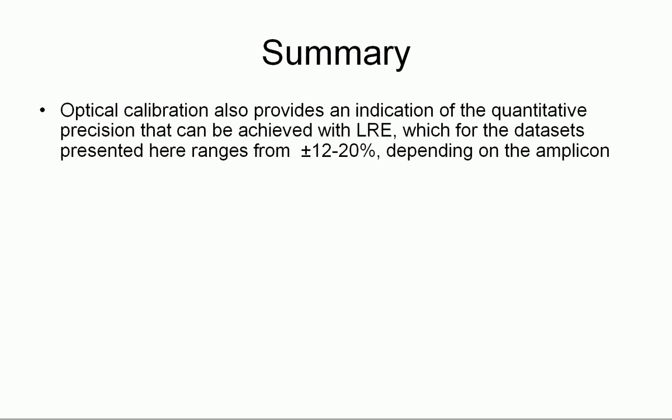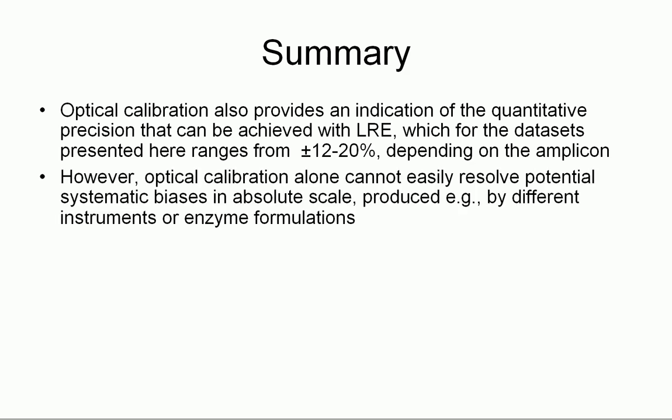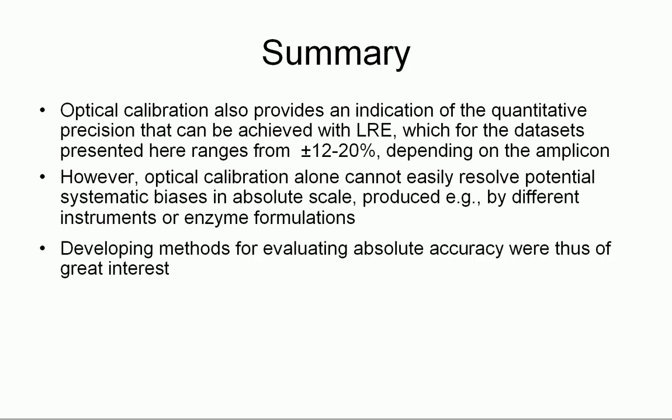Optical calibration also provides an indication of the quantitative precision that can be achieved with LRE, which for the datasets presented here ranges from plus or minus 12 to 20%, depending on the amplicon. However, optical calibration alone cannot easily resolve potential systematic biases in absolute scale, produced, for example, by different instruments or enzyme formulations. Developing methods for evaluating absolute accuracy was thus of great interest and is the subject of the next presentation. This completes the optical calibration section of the overview.